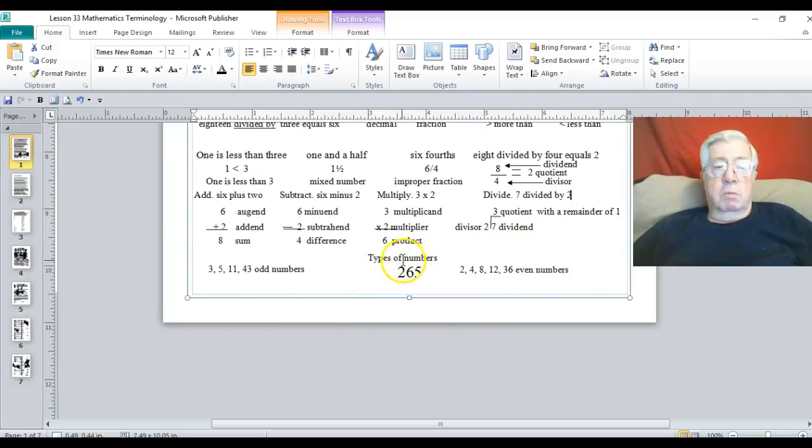Types of numbers. We have odd numbers. For example, 3, 5, 11, 43. They are odd numbers. Even numbers. For example, 2, 4, 8, 12, 36. Even numbers, you can divide them by 2. If you can divide by 2 evenly, it is an even number.